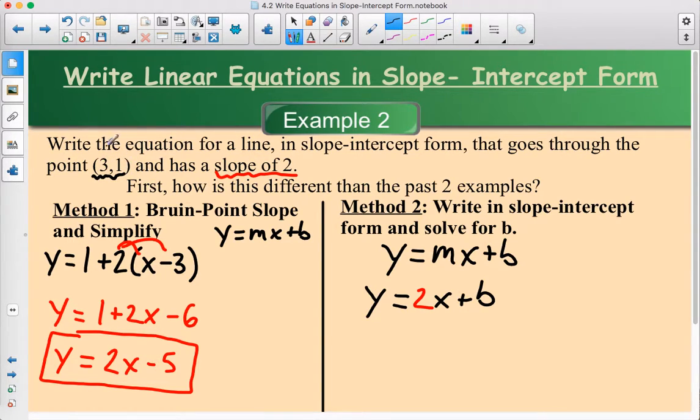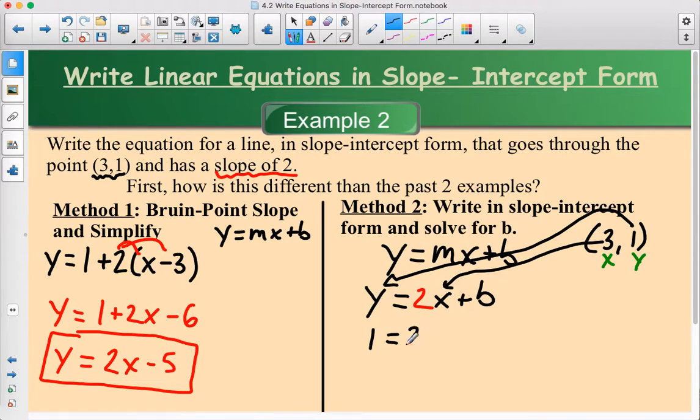But what I do know is this point is on that line, so I can substitute it into the equation of my line. I'm going to substitute in 3 for x because that's the x-coordinate, and I'm going to substitute 1 in for y because that's the y-coordinate of the point. So wherever I see an x in my equation, I'm going to put a 3. Wherever I see a y, I'm going to put a 1. So it looks like this. I'm going to put the 1 right there. I'm going to put the 3 right there for x. So 1 equals 2 times 3 plus b.